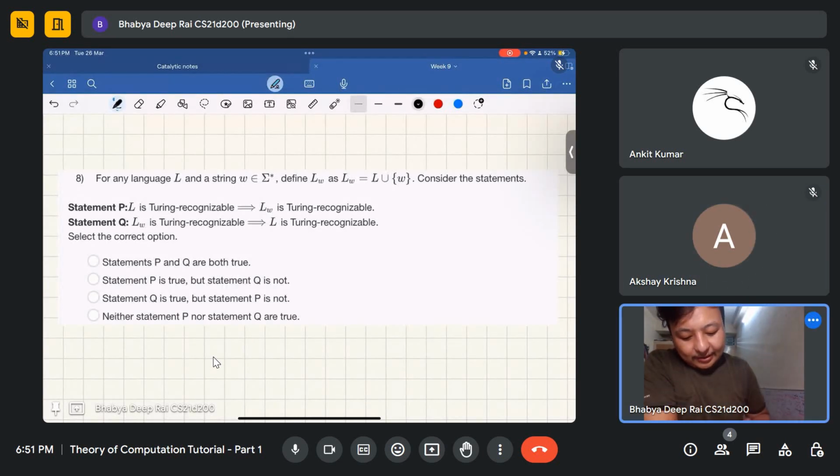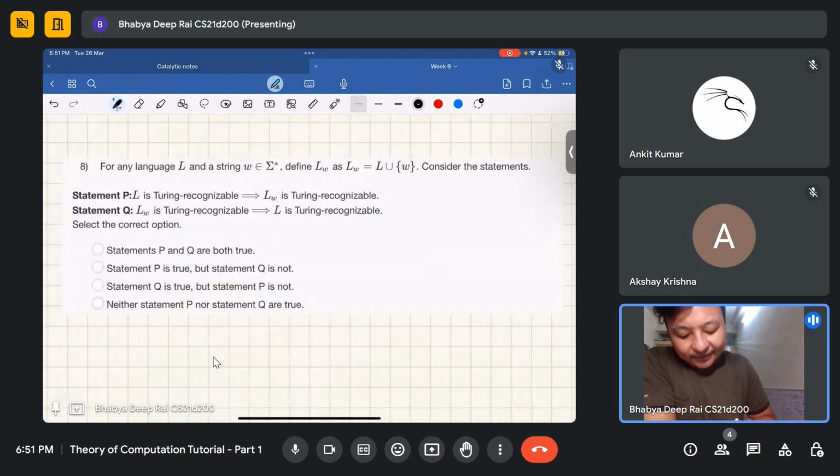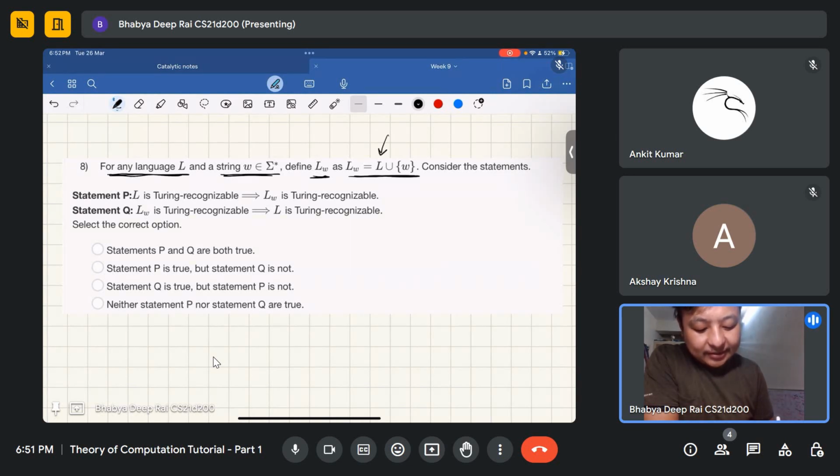No problem. Okay, so the question says as follows: for any language L and a string W, define LW as follows. LW is the union of L and W. Note that this language L may also contain W, but that is not a problem. We are just forcefully entering W, or if L already contains W, no problem. It will just be L equals LW. Again, I'll repeat it.